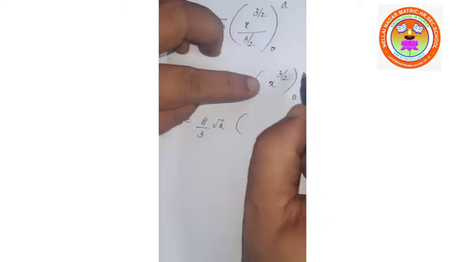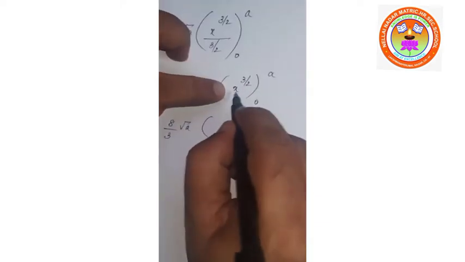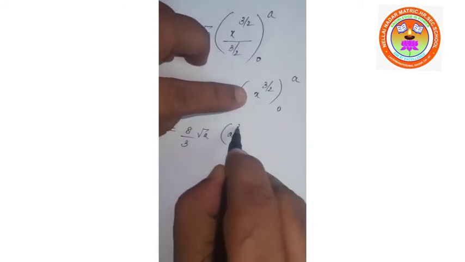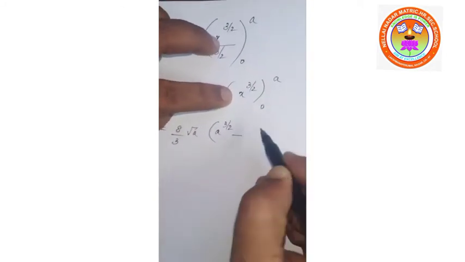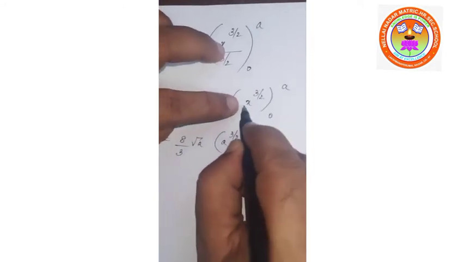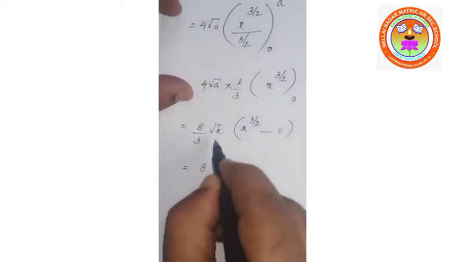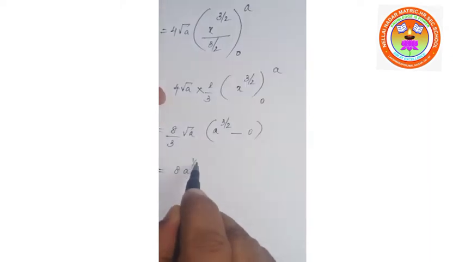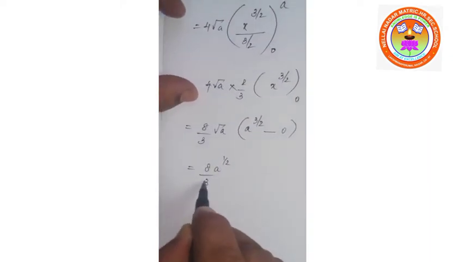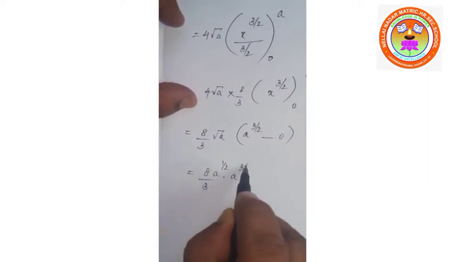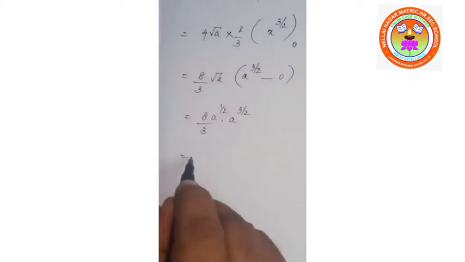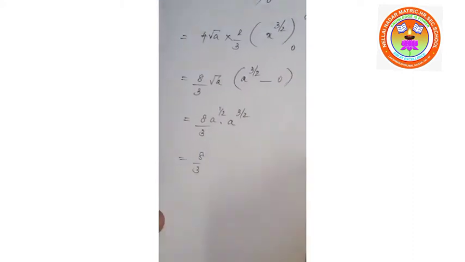Now we can apply the upper limit. What is the upper limit? a. Replace x by a power 3 by 2 minus lower limit 0 power 3 by 2. 0 power anything is always 0. That is equal to 8 root a, which can be written as a power half, by 3 into a power 3 by 2.